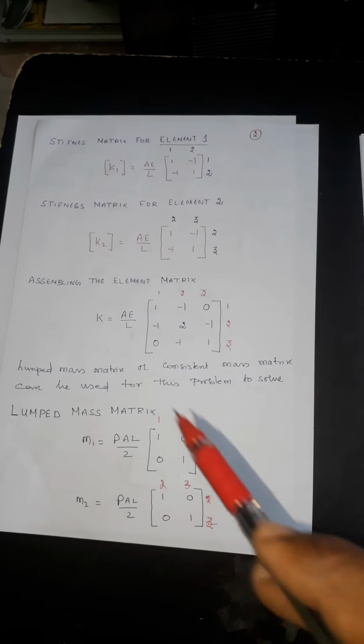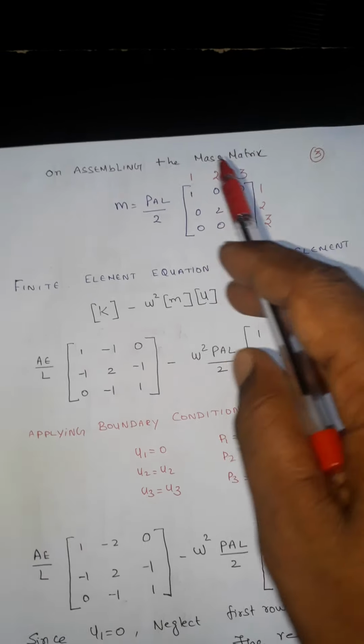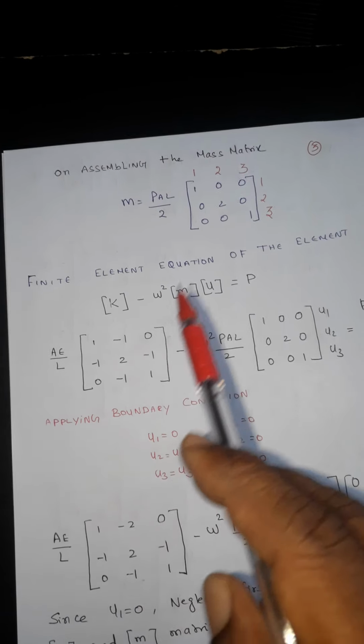2 3 and 2 3, these are the nodes. So m1 and m2, these two you assemble in this equation. I am getting the assembled equation as this one. So now for this K, I am going to apply the boundary conditions.